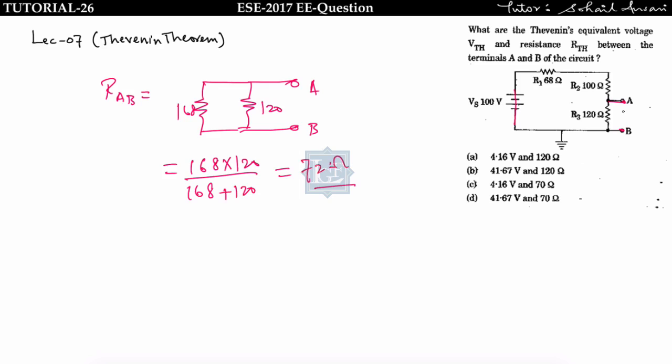Means there is some misprint, I think. So I think option C or option D. These two are possible, these two are not possible. 72 ohm is nearer to the 70 ohm.